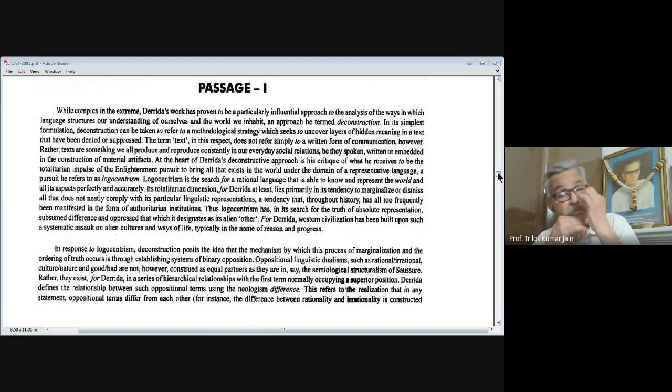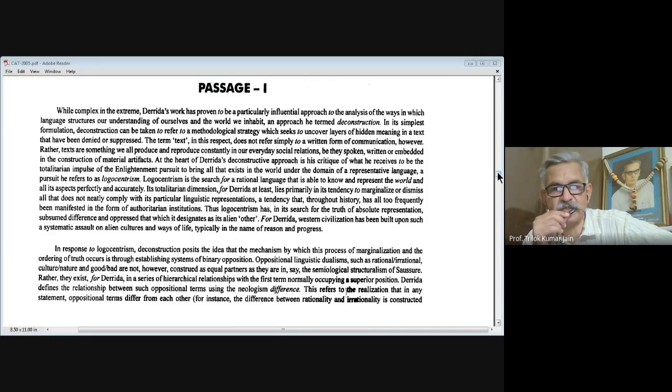Now let us read the passage and thereafter we'll solve the questions. Then you can write down the answers and then we'll check the answers with the answer book. While complex in the extreme, Derrida's work has proven to be a particularly influential approach to the analysis of the ways in which language structures our understanding of ourselves and the world we inhabit, an approach he termed deconstruction. In its simplest formulation, deconstruction can be taken to refer to a methodological strategy which seeks to uncover layers of hidden meaning in a text that have been denied or suppressed.